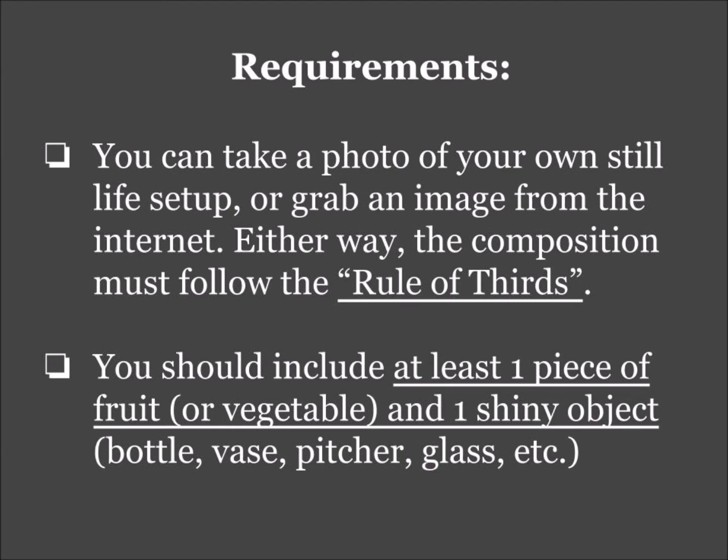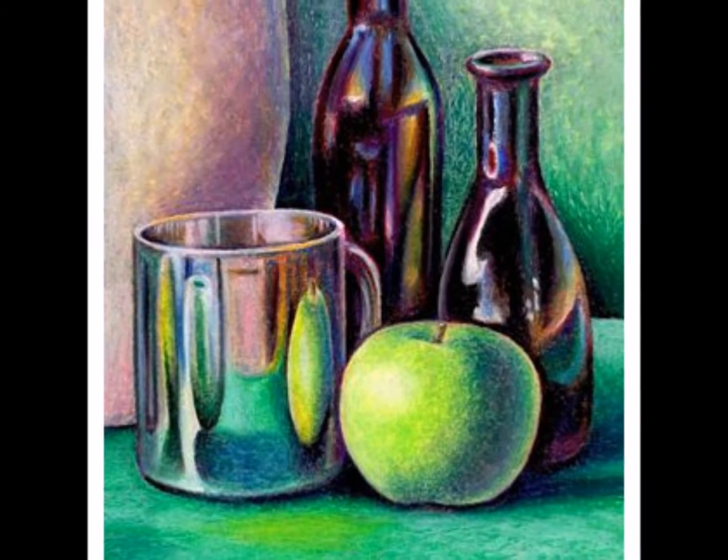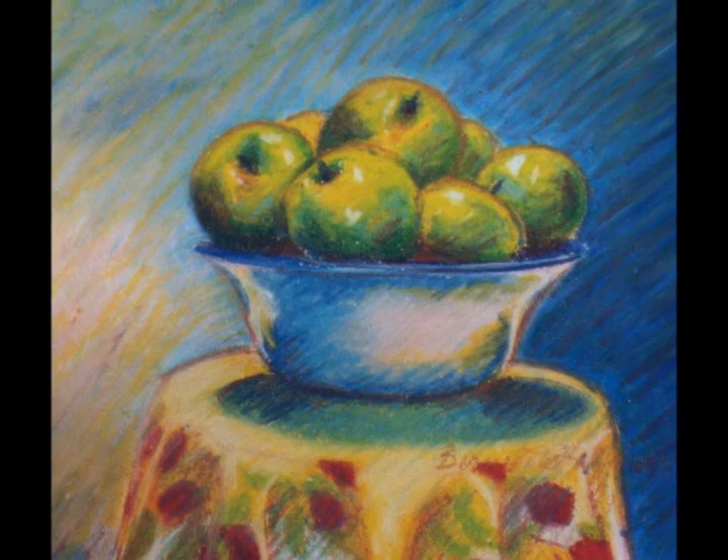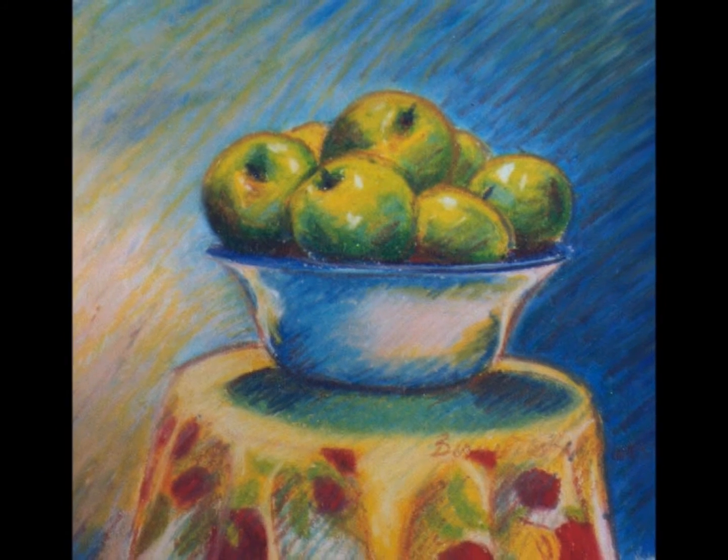Here are the requirements for this project. First, you guys can take a photo of your own still life setup at home with your own objects, or you can grab an image from the internet. Either way, the composition should follow the rule of thirds that we talked about. So try in your sketchbook maybe sketching out a few different compositions, just depending on what it is that you want to portray. You should also make sure that you include at least one piece of fruit or vegetable and one shiny object. And so that can be pretty open. Whether you do your own photo or you go off of something else, just make sure that your still life has a piece of fruit or vegetable and one shiny object.